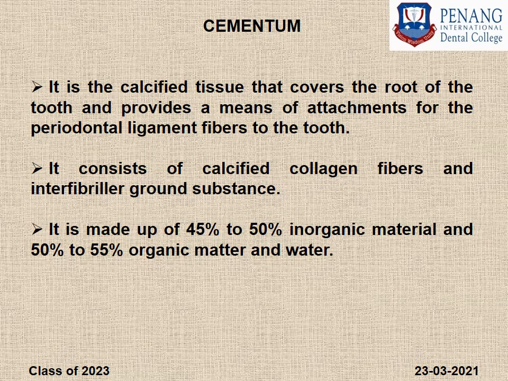Then the third structure is your cementum. This is a calcified tissue that covers the roots of the tooth and provides a means of attachment for the periodontal ligament fibers to the tooth. It consists of calcified collagen fibers and interfibrillar ground substance made up of 45 to 50% of inorganic material and 50 to 55% of organic material and water.